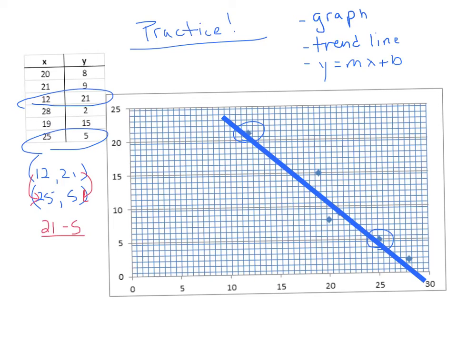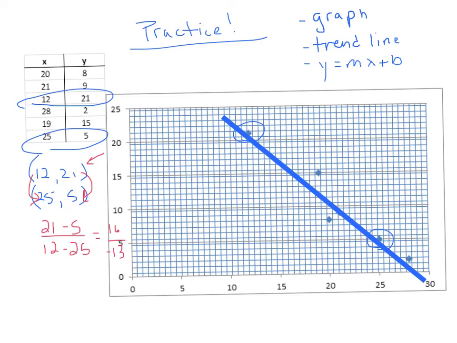Again, make sure you go in the same direction. If you start with the top point, make sure you start with the top point with the x's as well as the y's. And if you start with the bottom point in the y's, then make sure you start with the bottom point in the x's. So our slope, 16 over negative 13. Not the nicest fraction, but it's what it is.